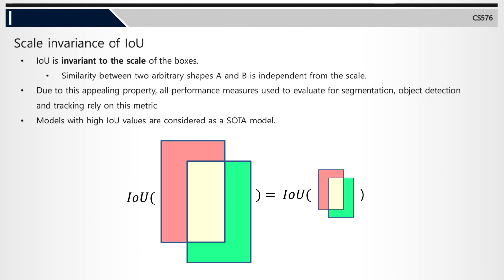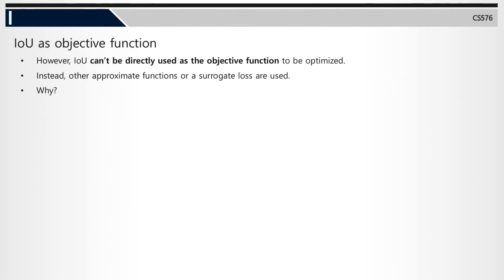Due to this appealing property, all performance measures used to evaluate for segmentation, object detection, and tracking rely on this metric, and models with high IOU values are considered as a SOTA model. However, IOU can't be directly used as the objective function to be optimized, and instead, other approximate functions or a surrogate loss are used. Why?